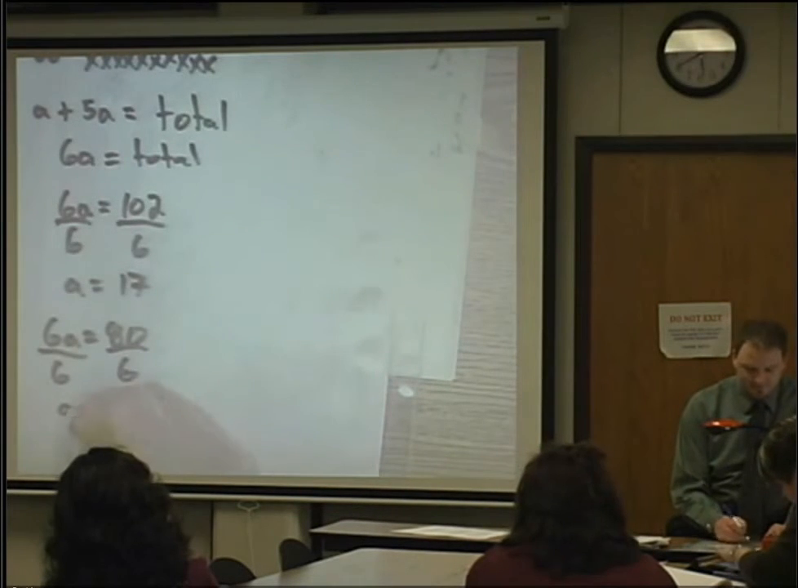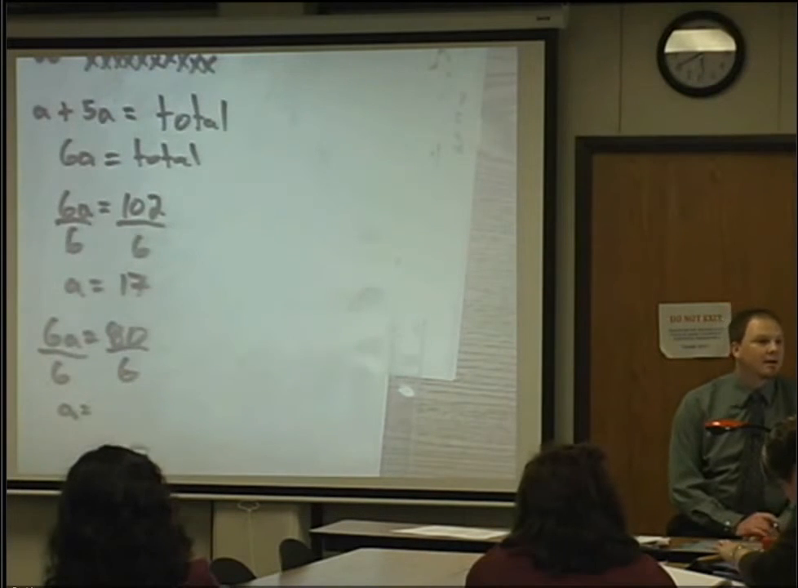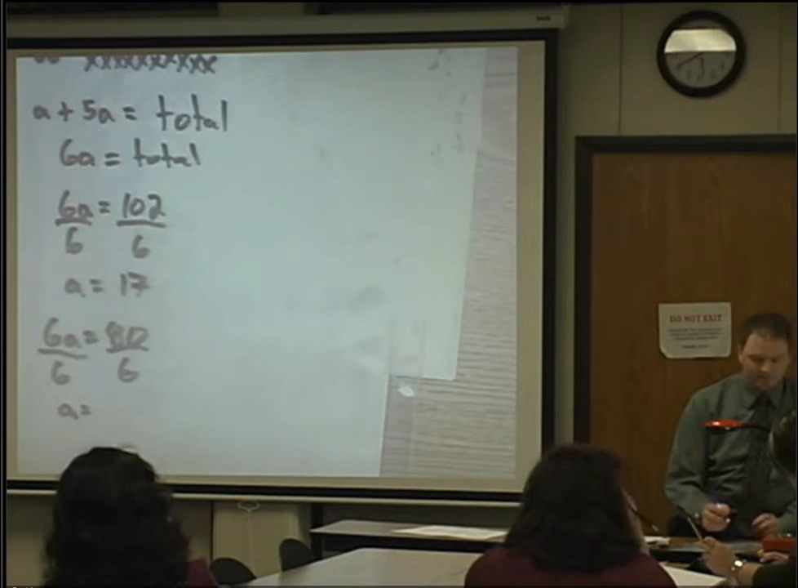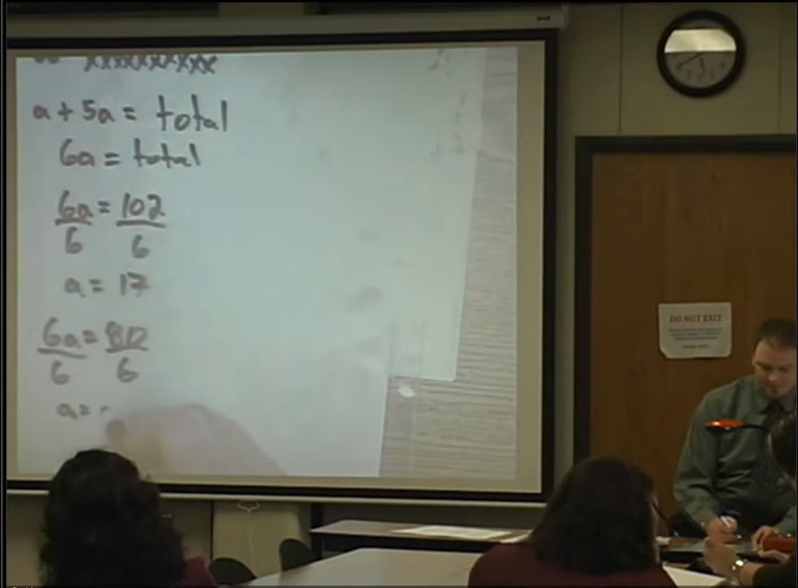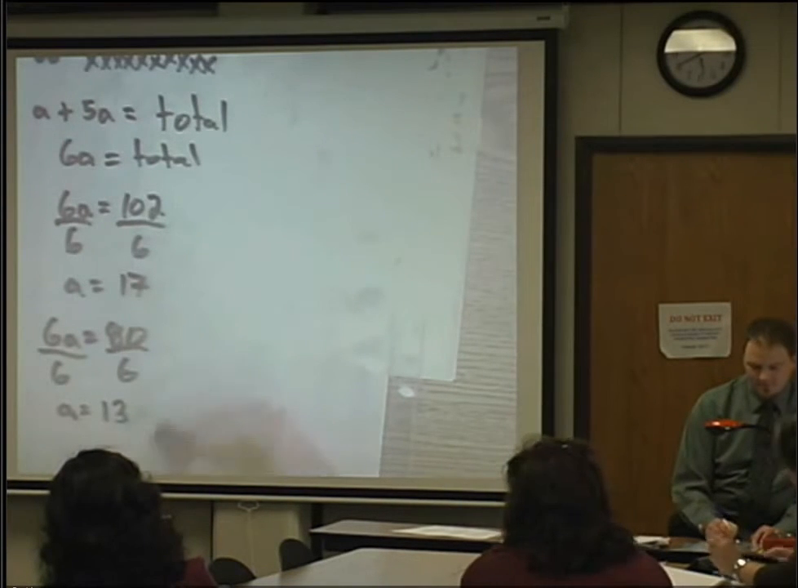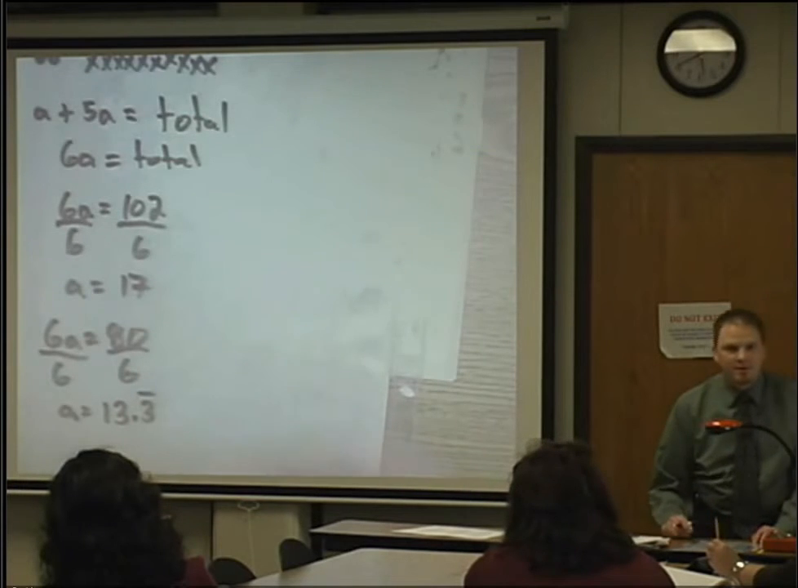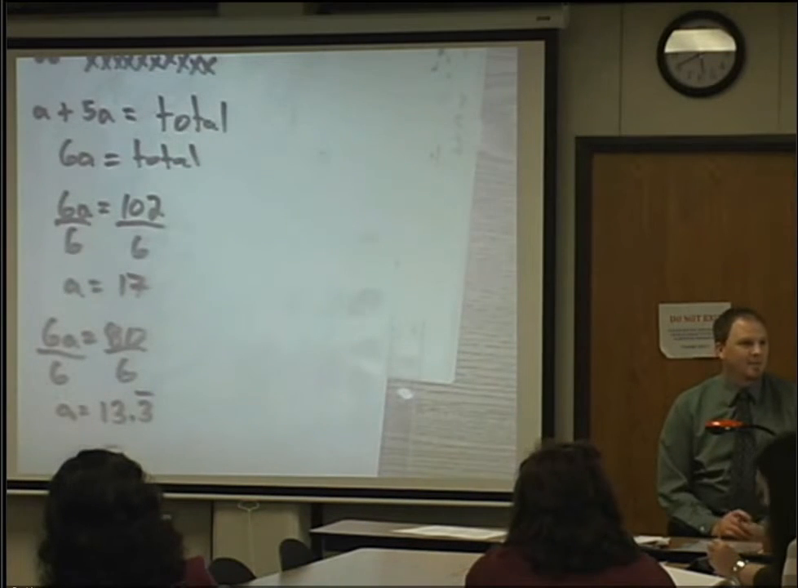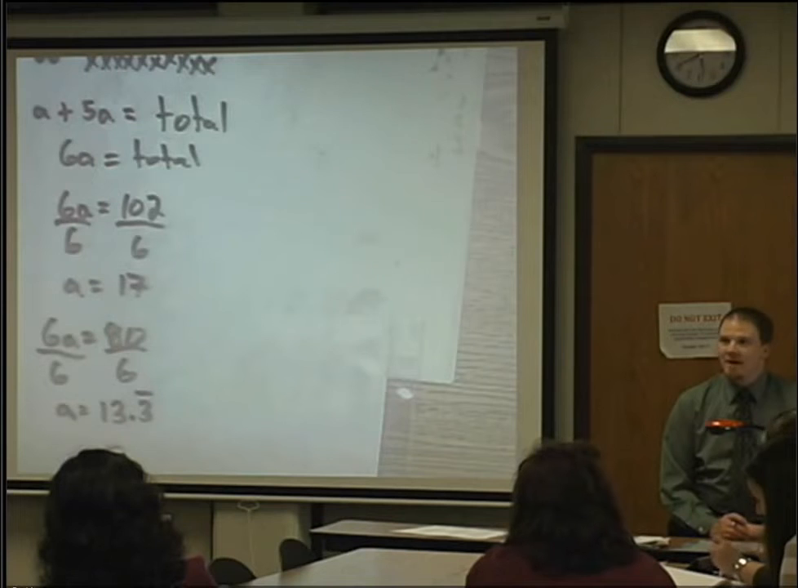30. What is it? 13.3 repeating? Okay, so that means we've got 13 and 1/3 adults there.